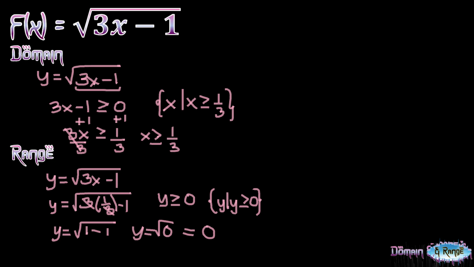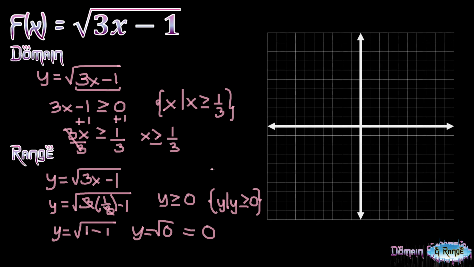3 times 1 is 3, minus 1, that's 2. So it's possible to be used, and then it's part of our range as well. Now, to move further, we could also use the idea of the Cartesian plane. Let us graph the representative graph of this function, and let's use that graph in analyzing whether our answers for domain and range are correct.